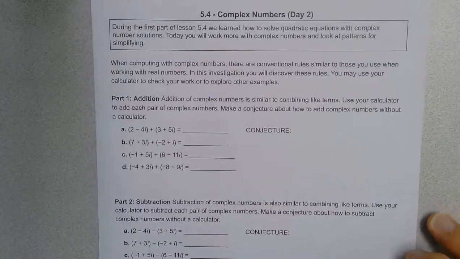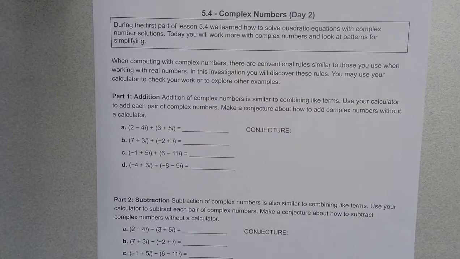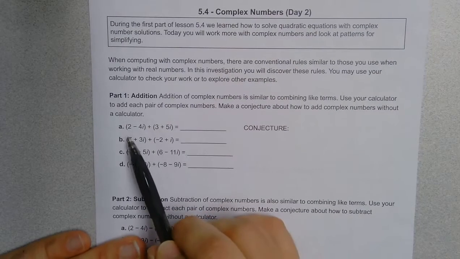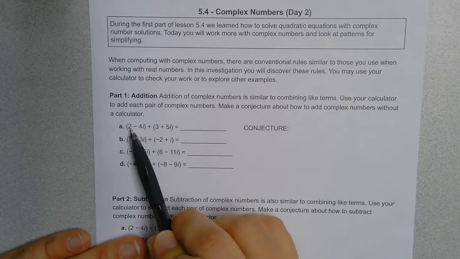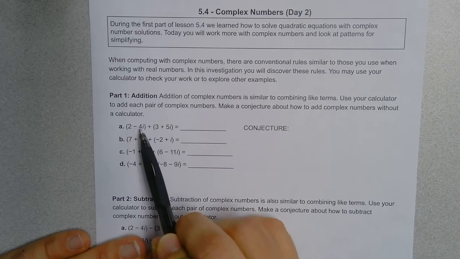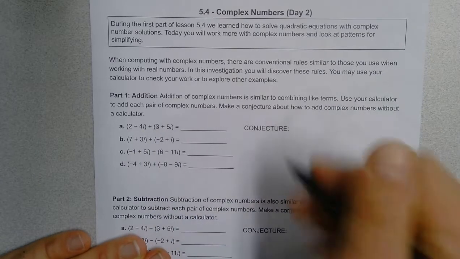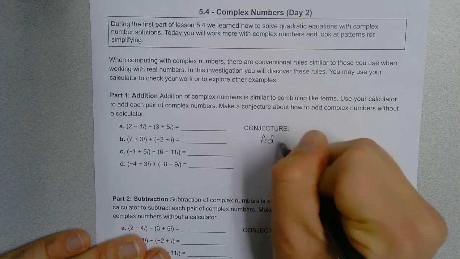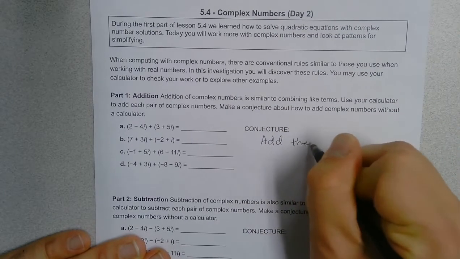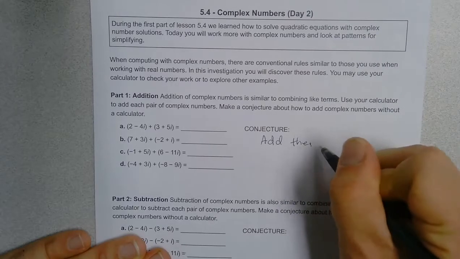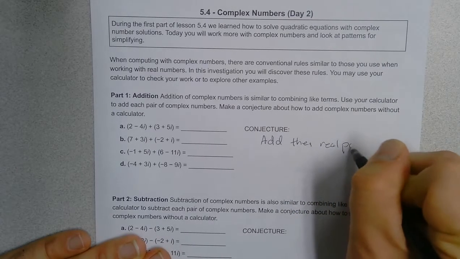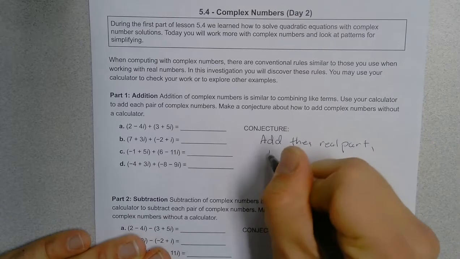So, ladies and gentlemen, today we're going to work a little bit more with complex numbers. We're going to talk about how you would add two complex numbers. With a complex number, we have a real part and an imaginary part. What we're going to do when you add them is you simply add the real part, then add the complex part.